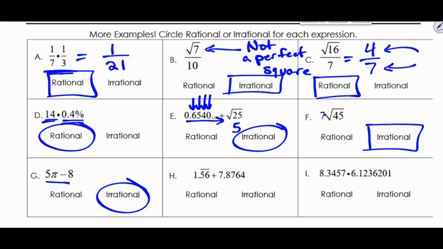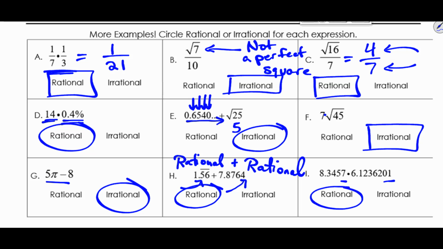The letter H, the first one is a repeating decimal. This part is repeating, so that's rational. Plus a decimal that stops, that's rational. So that ends up as a rational number. Almost the exact same thing on the next one, except it's just two decimals that stop. Decimal stops, decimal stops. Those are both rational. Doesn't matter if I multiply them together, it's still going to be rational.